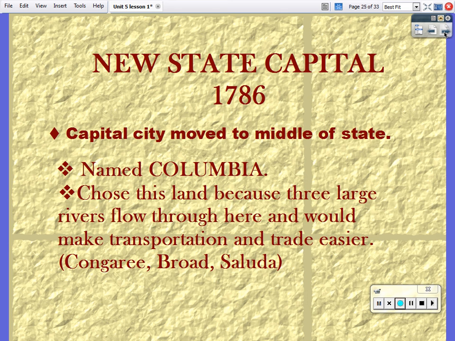New state capital. The capital city was moved to the middle of our state. They named the city Columbia. They chose this land because 3 large rivers flowed right through here and would make it easier to get to.